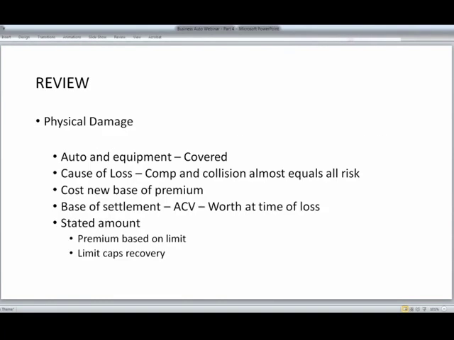So physical damage, we cover the auto as equipment. Cause of loss, comprehensive and collision, that's almost all risks. Cost new is the base of premium, and the base of settlement is ACV, worth at the time of loss. We can write a stated amount where the premium is based on the limit, but the limit caps the recovery. It does not guarantee the recovery.